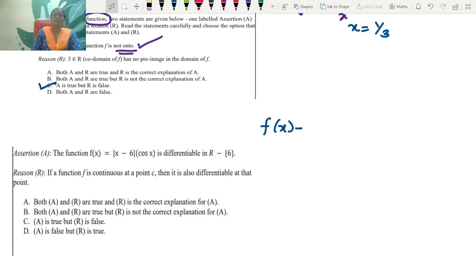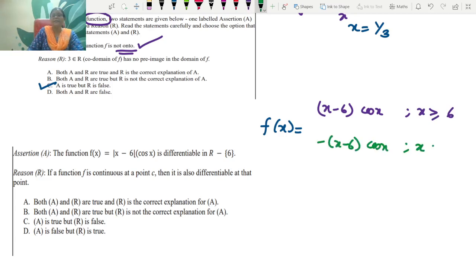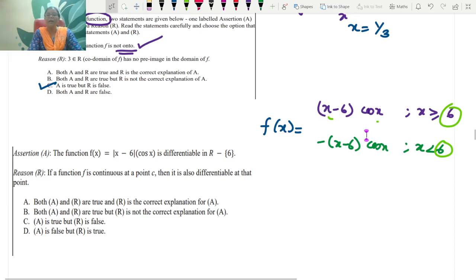It is not a subjective question, but it is to make you understand how you will justify it so that you can answer this. So this is written as x minus 6 with cos x for x greater than or equal to 6, and then minus of x minus 6 cos x for x less than 6. Now it is already saying to remove the point 6 from it. For the rest of the points, x minus 6 and cos x, both functions are differentiable. So it will be differentiable. Likewise, for the less than part, minus of x minus 6 and cos x, both are differentiable. Hence, the product of it will be differentiable. So this is a correct statement.